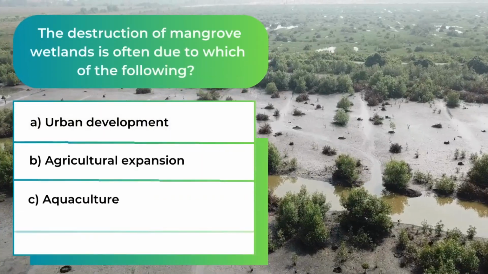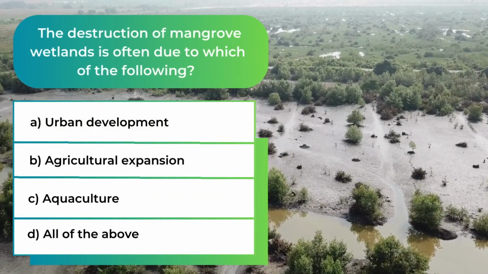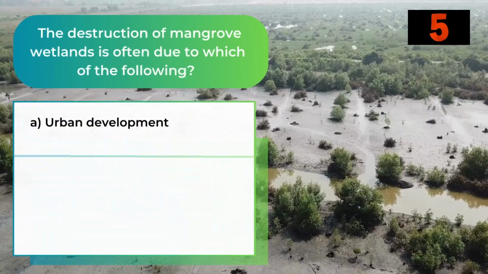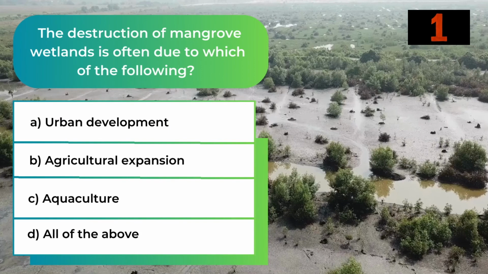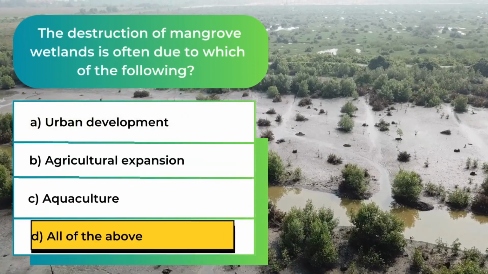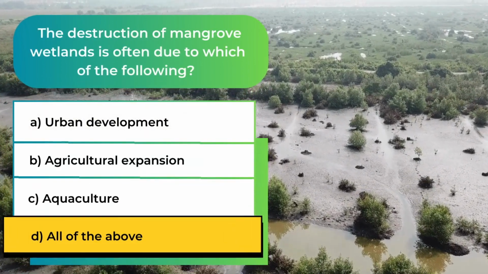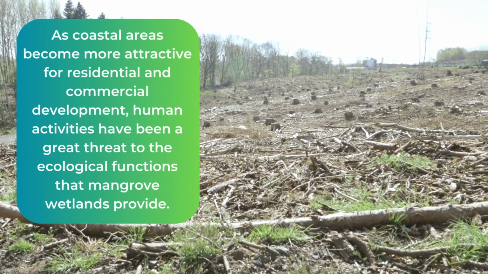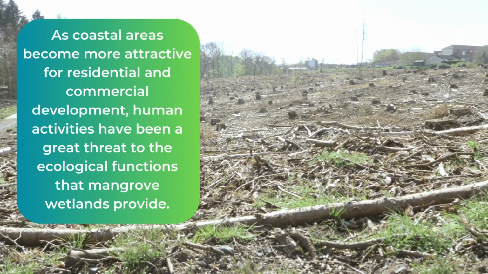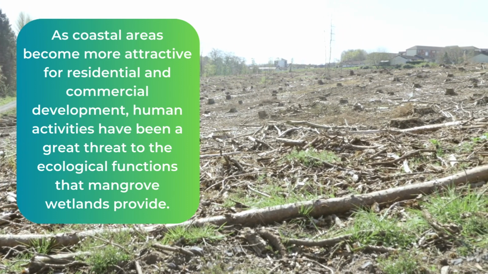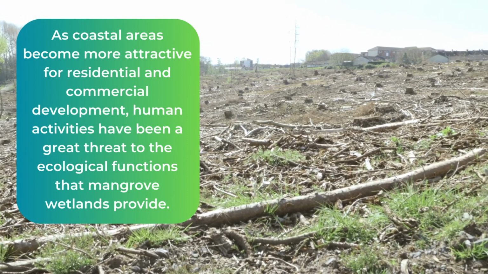The destruction of mangrove wetlands is often due to which of the following? The answer is D. All of the above. As coastal areas become more attractive for residential and commercial development, human activities have been a great threat to the ecological functions that mangrove wetlands provide.